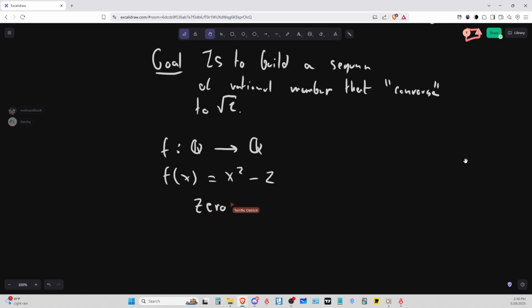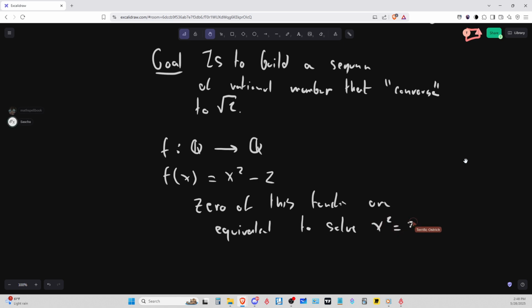So zeros of this function are equivalent to solving x squared is equal to 2, right?